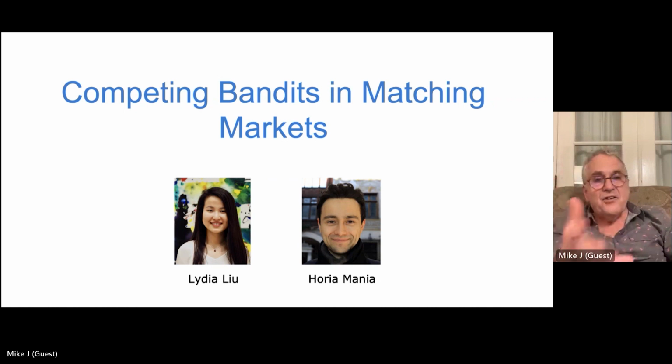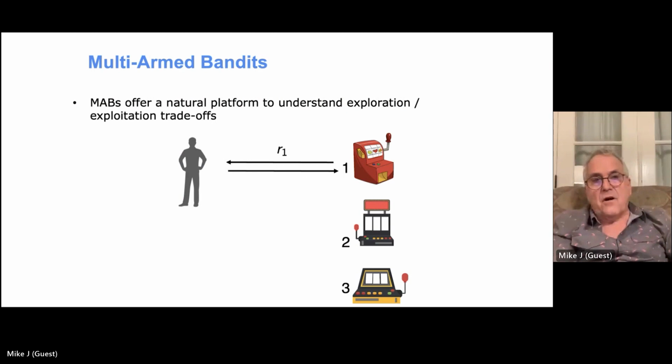So in fact, this next section is really one answer to that question about what if you don't know the values a priori. This is with Lydia and Horia, who've been students with me at Berkeley. You all know what multi-armed bandits are. This is where there's actually a value to pulling each of the arms, but you don't know the value.